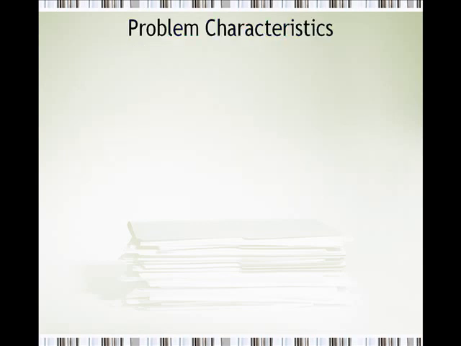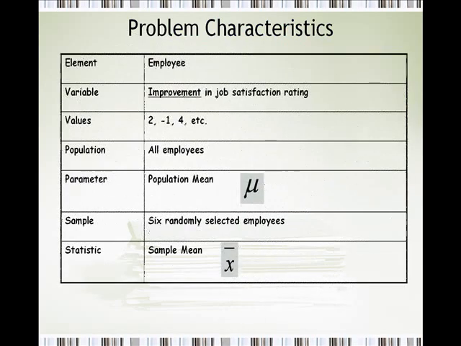Look at the problem characteristics. Element was an individual employee. The variable was the improvement in job satisfaction rating. And possible values could be 2, -1, 4. The population was all employees with a parameter of the population mean mu, and a sample, 6 randomly selected employees, and the statistic then is the sample mean, or X bar.